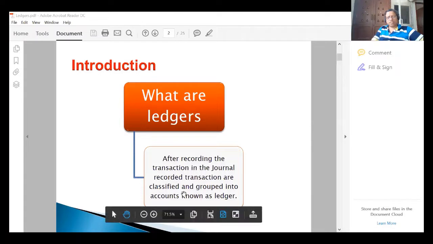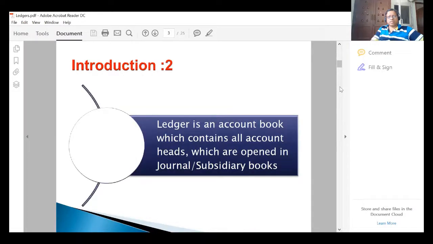Recorded transactions are classified and grouped. This is called ledger. Ledger is an account book which contains all account heads, like a sales ledger, purchase ledger, and all that. Okay.